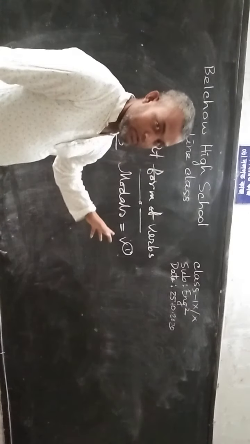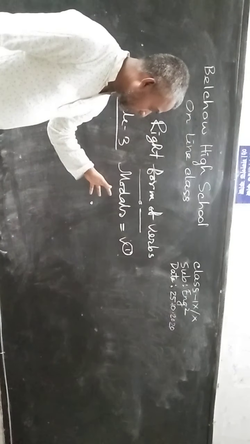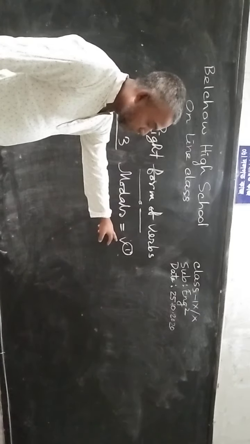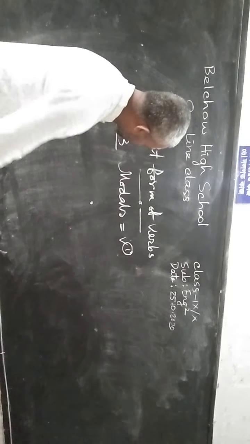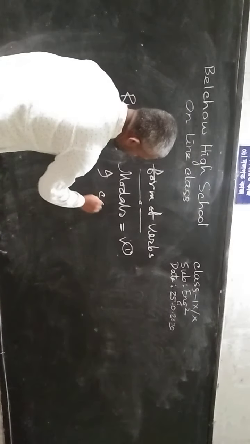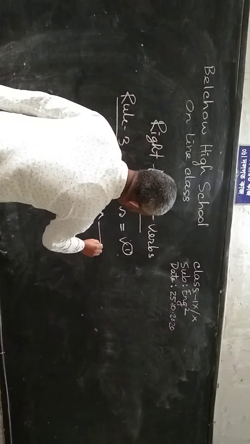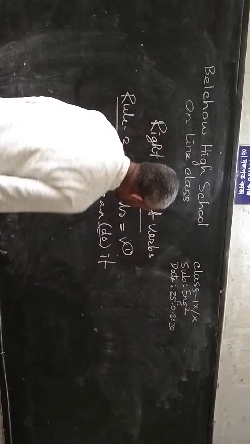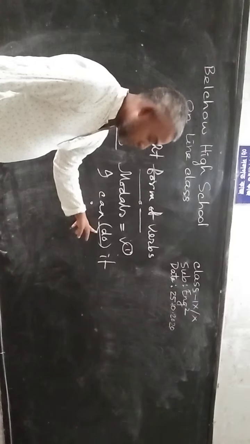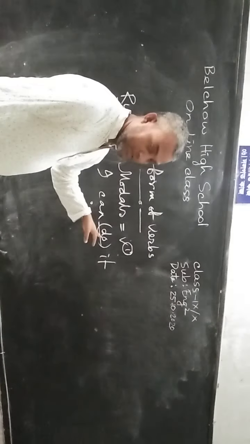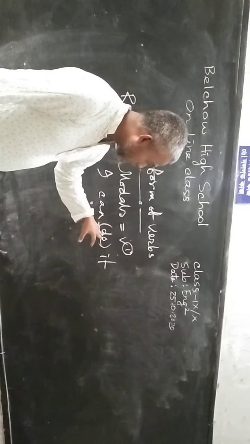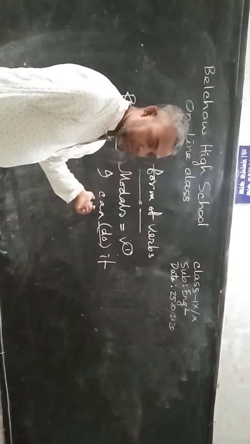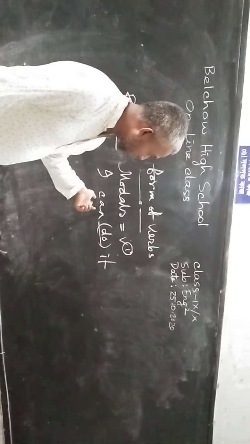If we find any modals and then a gap, we have to use the root form of verb, such as: I can do it. We know that do is the present form of verb. It is the base form of verb, and it will not be changed here because do has been used after can. We know that can is a modal.